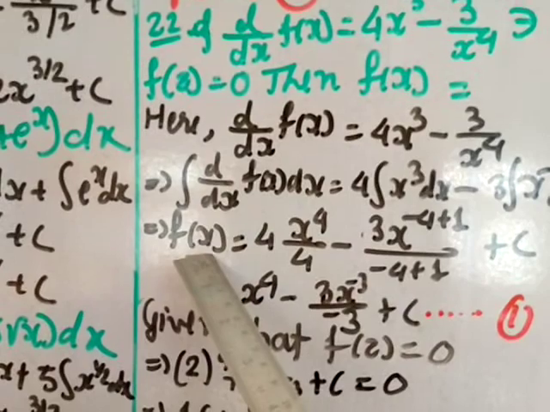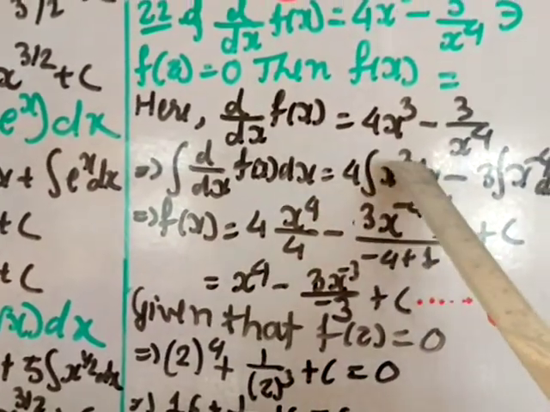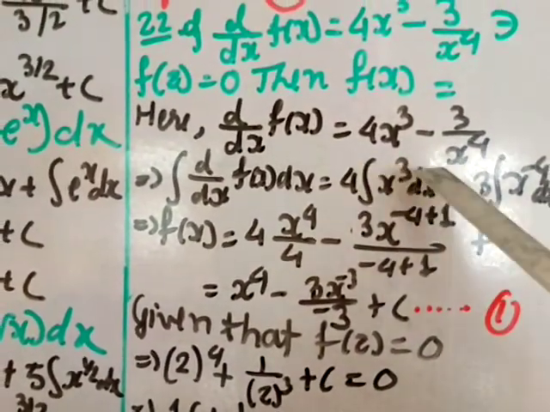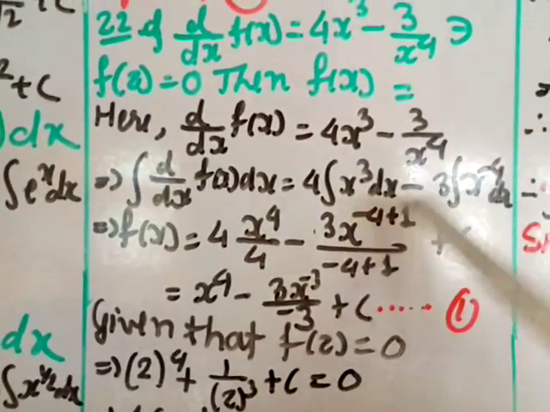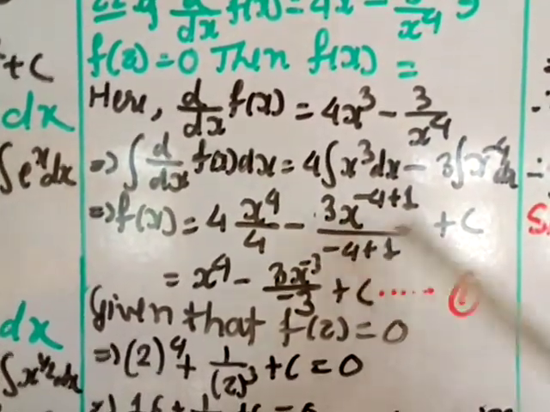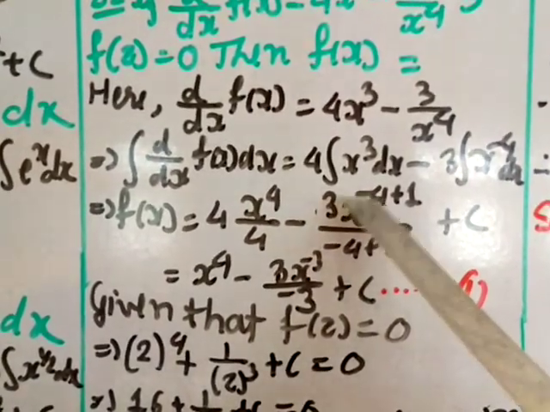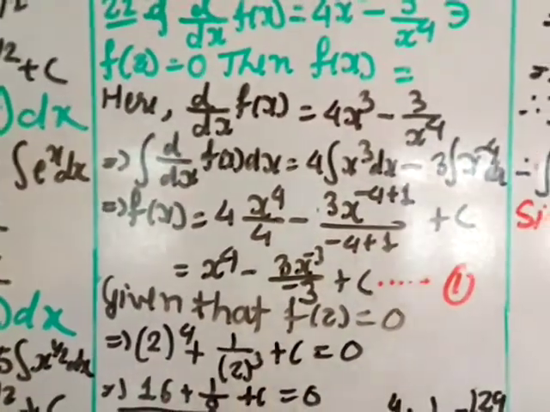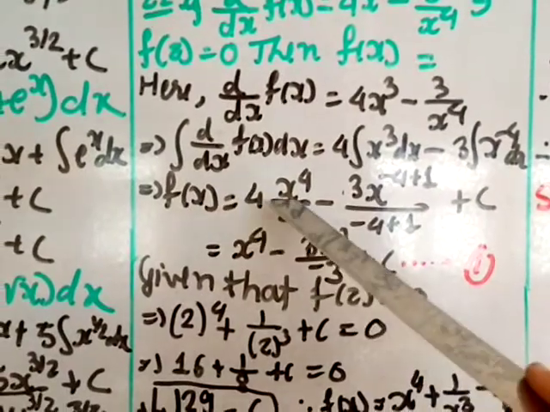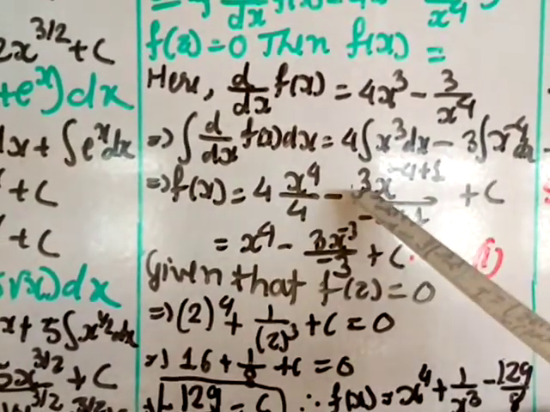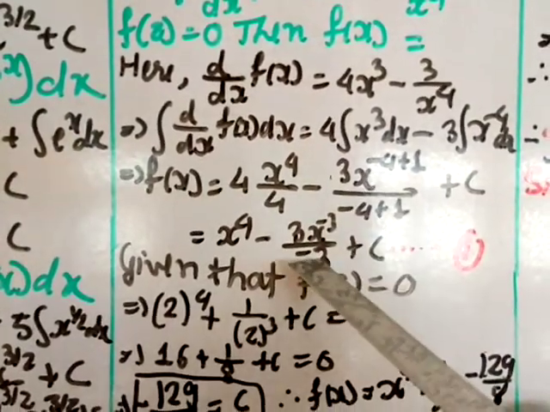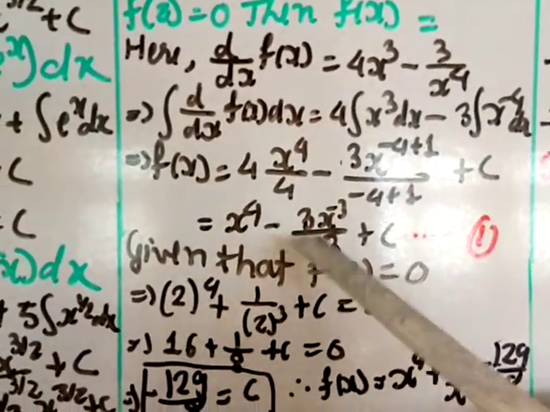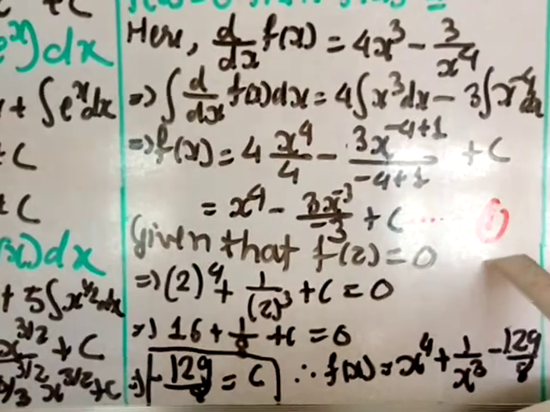The integral and differentiation cancel each other because they are inverse of each other, so I get only f(x) here, equal to 4 x power 3 plus 1, that is 4, divided by 4, minus 3 x power (minus 4 plus 1) divided by (minus 4 plus 1). Same formula, with a negative here, plus constant of integration c. The 4 cuts, x power 4, minus 3 x power minus 3 plus c. The minus and minus make plus, and this 3 cuts. Call it equation number 1.